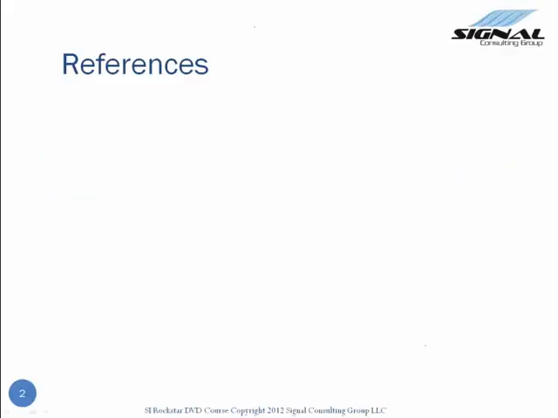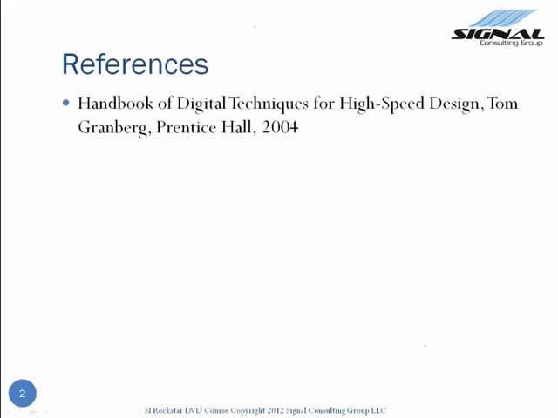So I'm going to give you a couple of references for this lecture about I/O buffer modeling overview. And I'm really going to give you just one for this one actually, and this is going to be the Handbook of Digital Techniques for High-Speed Design. And this is by Tom Granberg from Prentice Hall in 2004. And this is actually a really good book, and it's a book that I recommend.